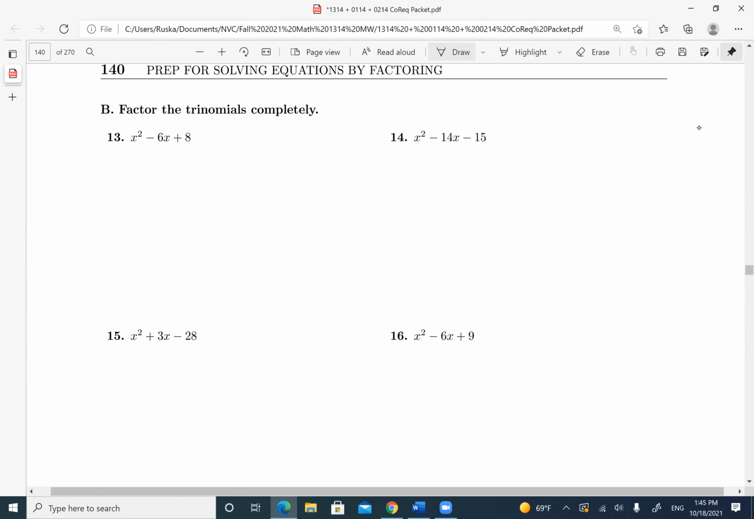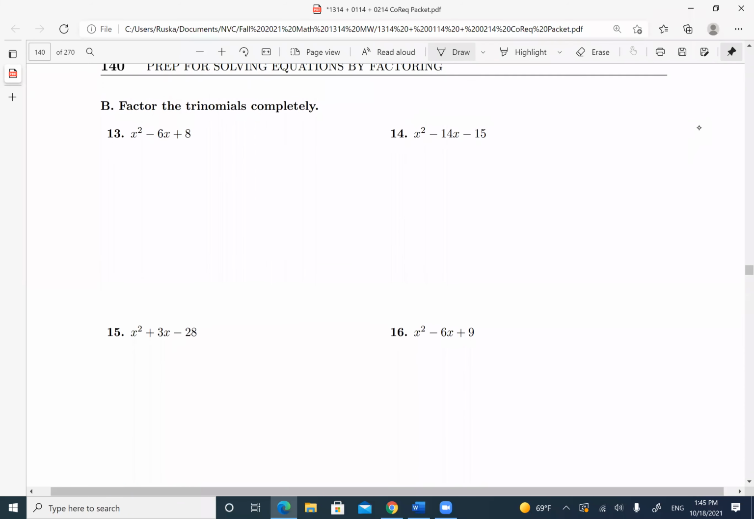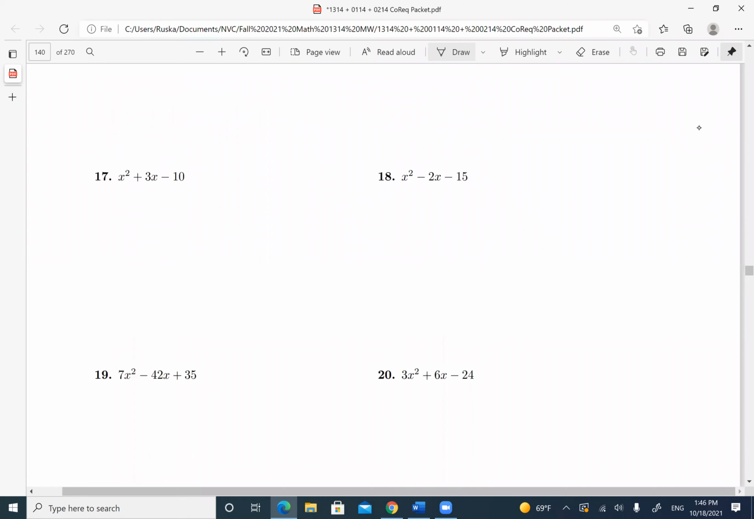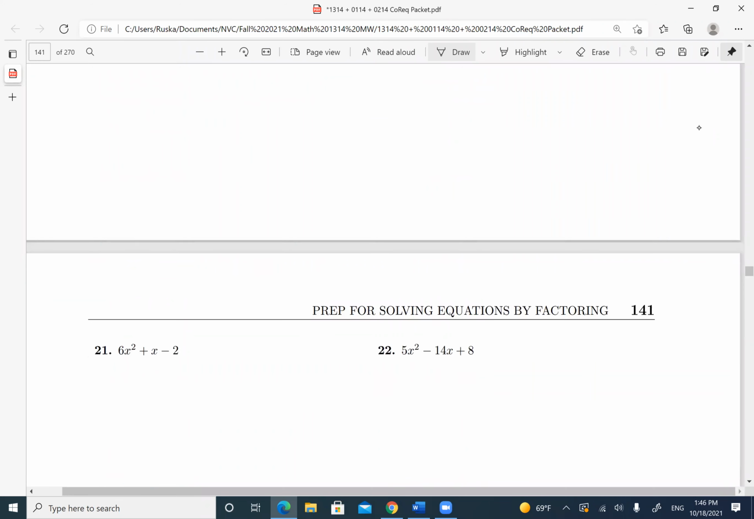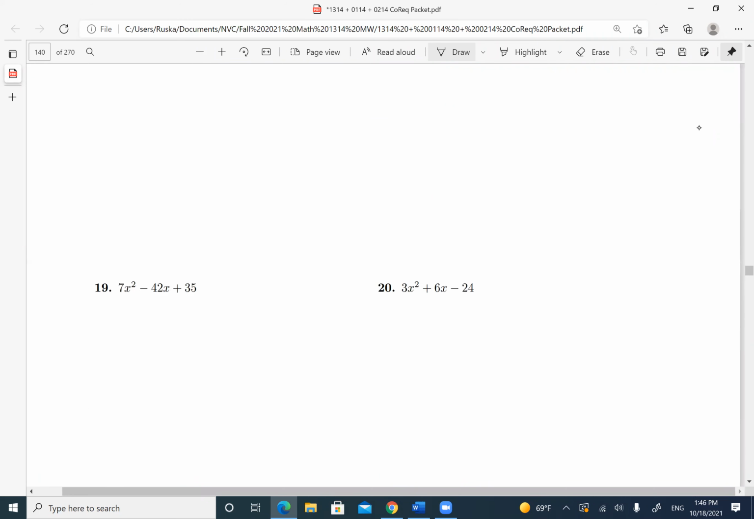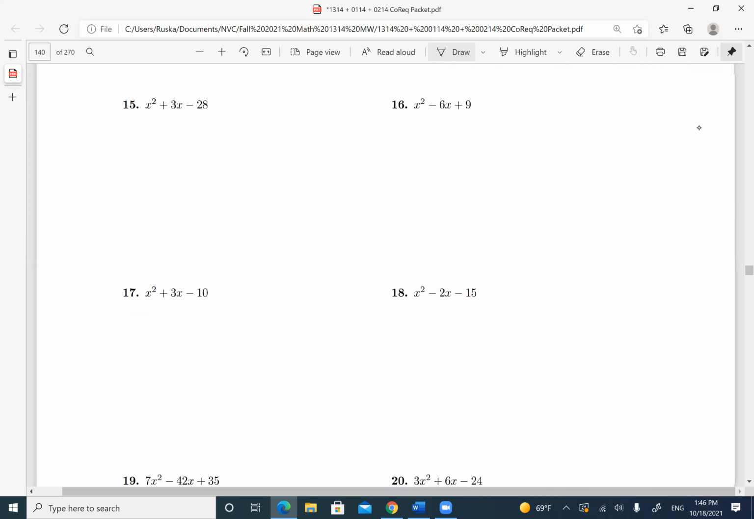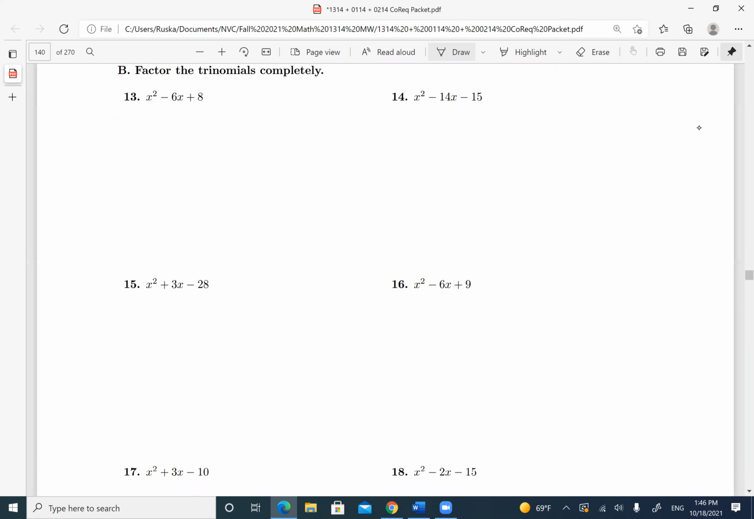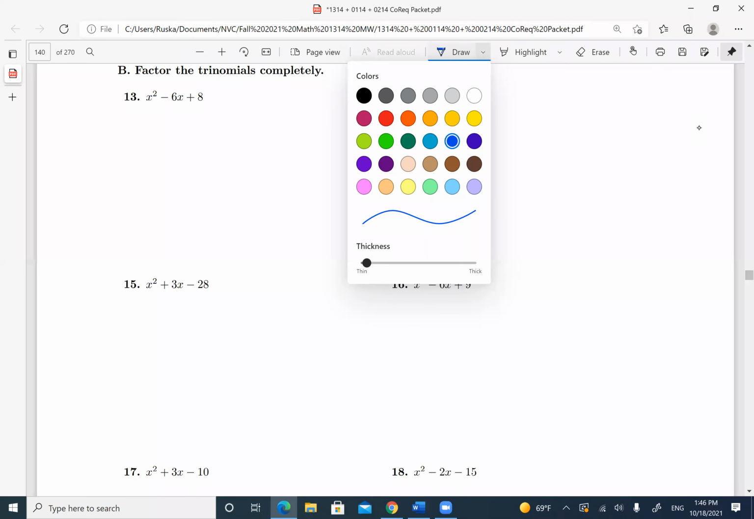Now let's talk about factoring trinomials completely. So I told you how to do the trinomials if you have x squared in front. So if there is no number in front of the x squared, like this, the whole page is about that. This page is about factoring with just one x squared, one in front of the x squared. So let's do a few of those. Which one do you want to do? Let's start with 13.